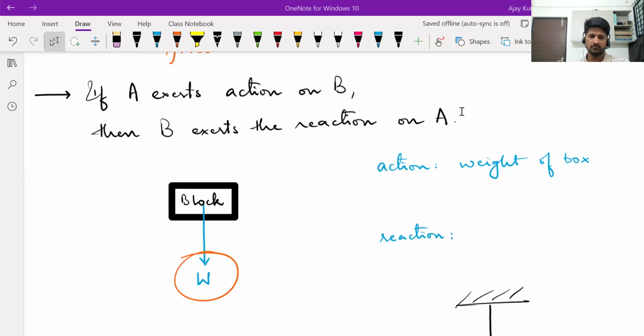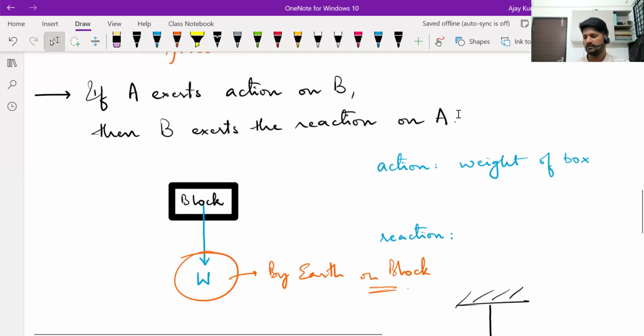Ground, sir. Earth. Okay, don't say ground, you should say earth. So weight, this force, is exerted by earth on the block. Correct. So call earth as A and block as B. A is exerting some action on B. Who should exert reaction on whom then?